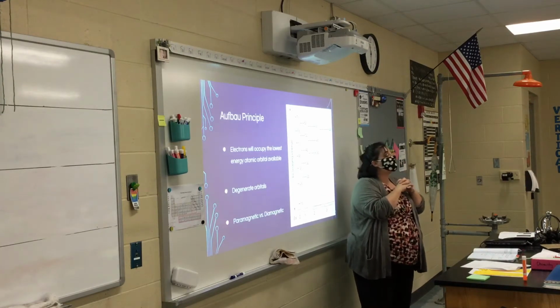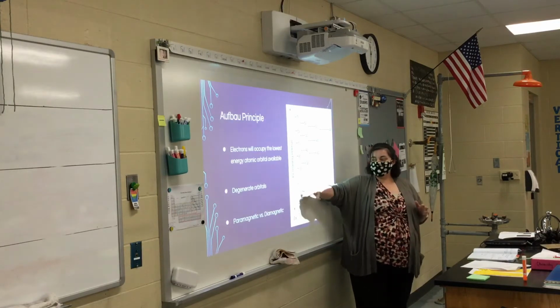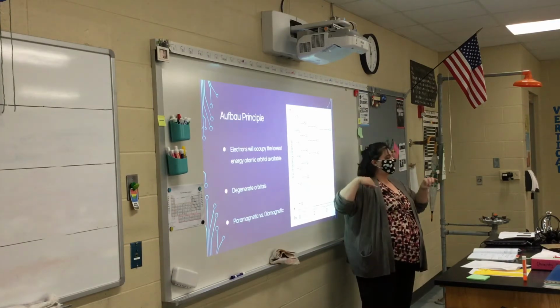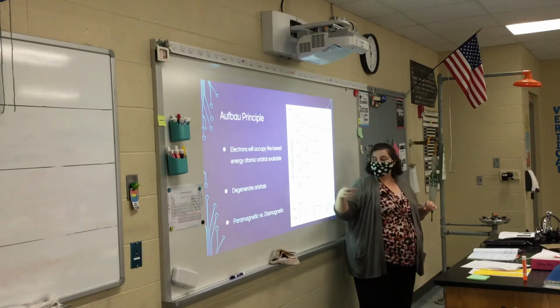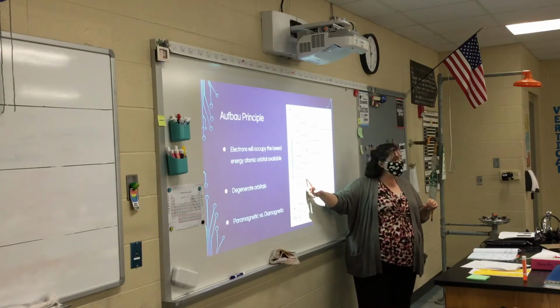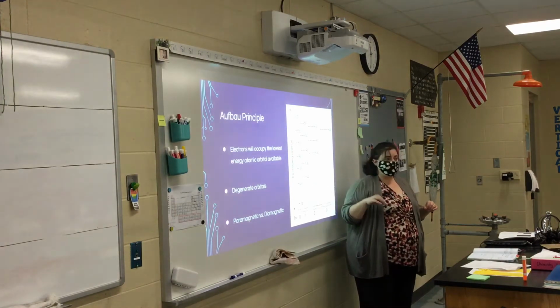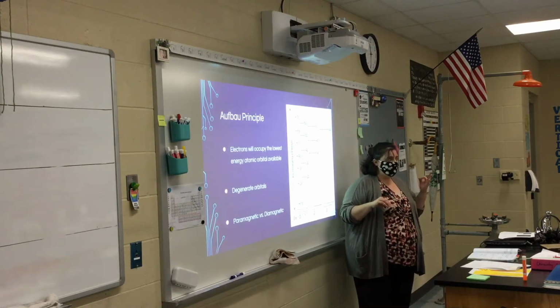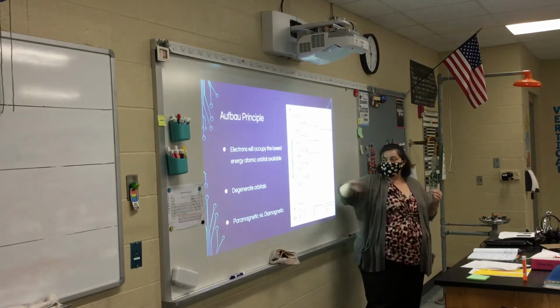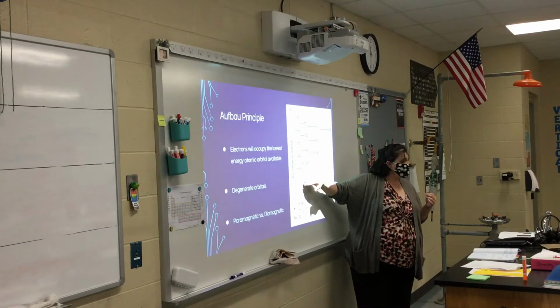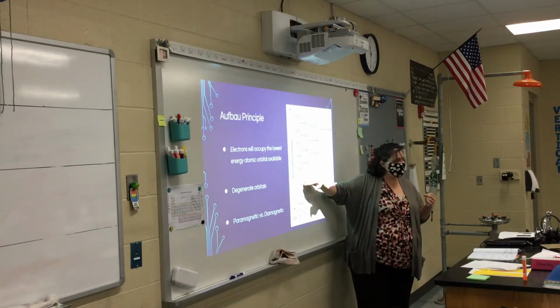But we also have P orbitals. All right? So the next after 2S is 2P. P orbitals are a little bit higher in energy than S orbitals. But can you see 3 lines there? How many P orbitals are there? 3 of them. They're all at the same energy. They are degenerate orbitals.